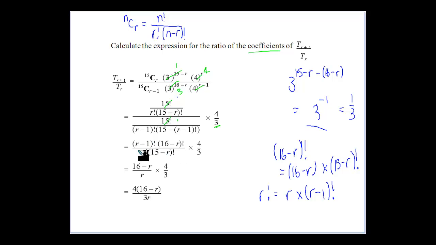So what's going to happen is we can start to clean it up. So the r factorial and the r minus 1 factorial cancel, leaves us with the r. 15 minus r factorial, well, that's 1 less than 16 minus r factorial. So that cancels and leaves us with the 16 minus r. So that's where we get that expression. And so the ratio that we get in terms of r would be 4 outside of 16 minus r over 3r. So that's cleaned up. That's what we start with there. That expression comes down to being equal to that.